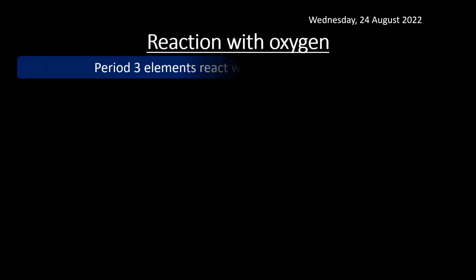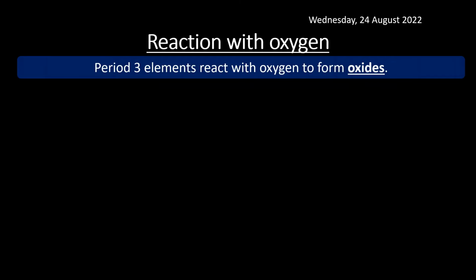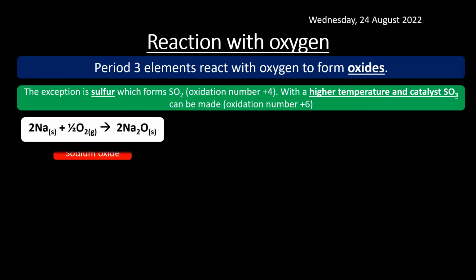Right, so reactions with oxygen. So your period 3 elements will react with oxygen to form oxides. Again, we're looking at period 3, but reacting it with different substances instead. So the exception is sulfur, which actually forms SO2 that has an oxidation number of +4. You'll see that in a moment. And with a higher temperature and a catalyst, SO3 can be made. So it depends on how it's actually reacted.